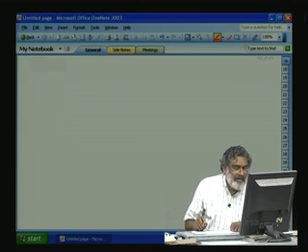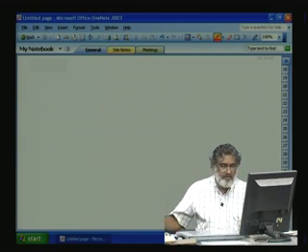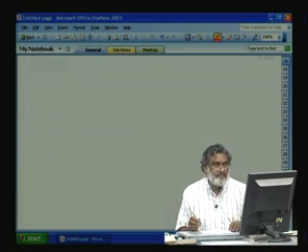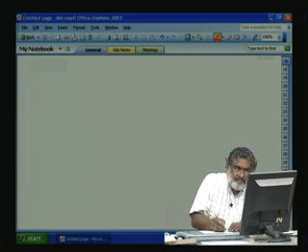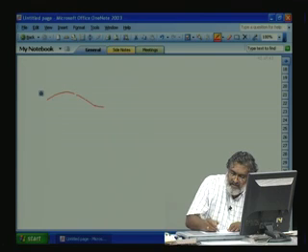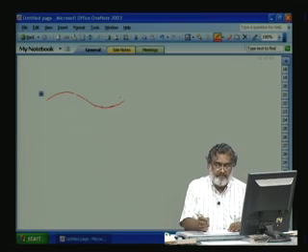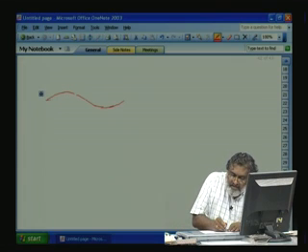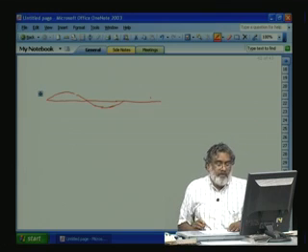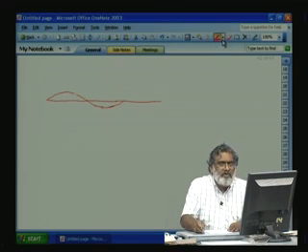If you see here, let us draw our reference phase amplitude. Let us say this is our A phase. This is our 0 line. Now, our B phase will go with a different color.